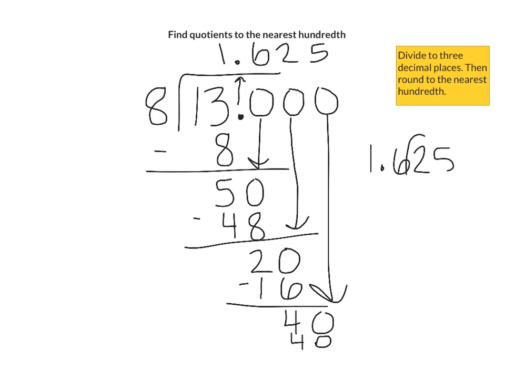So we're going to circle our rounding digit. We're going to look next door, 5 or higher. We add 1 more, so the 2 is going to become a 3. So it rounds to 1 and 63 hundredths.